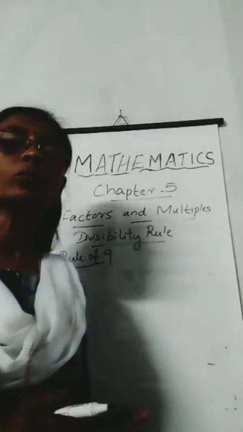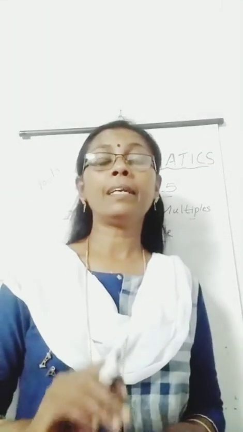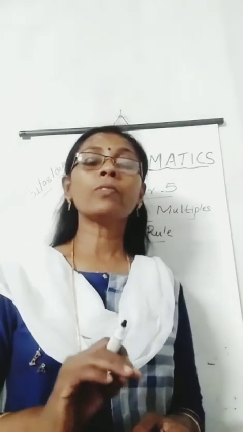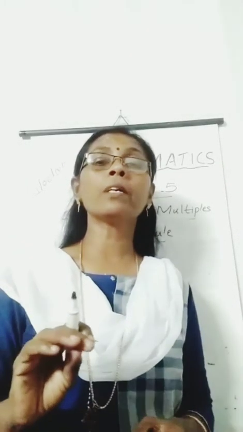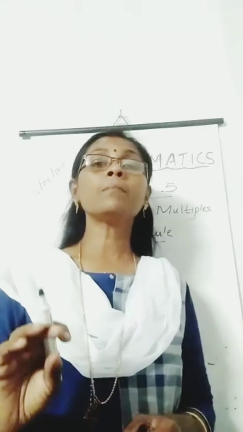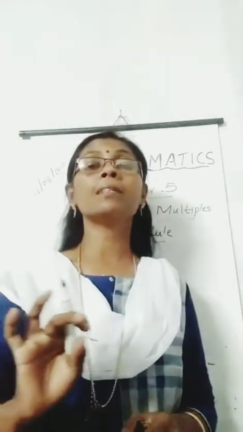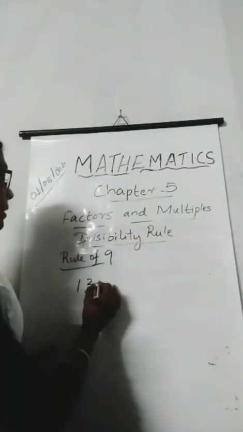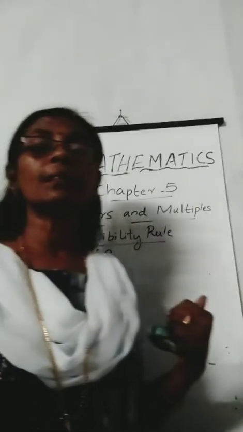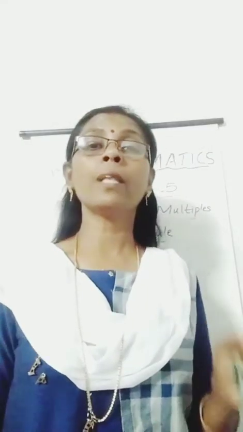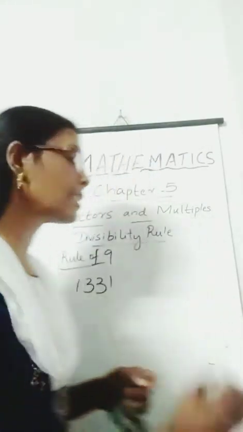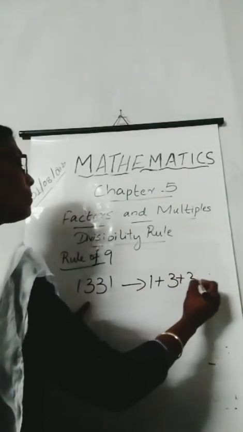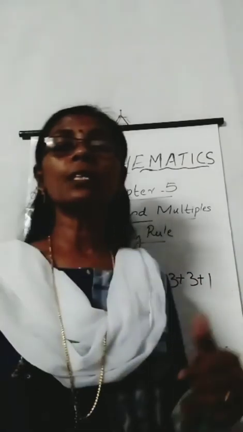Now we will look into the divisibility rule of 9. It is similar to 3. As in 3, here also we will find the sum of the digits of the given number, and if the sum is a multiple of 9, then that number is divisible by 9. Let us take an example, 1331, and check whether this number is divisible by 9. For that we will find the sum of the digits. Here the digits are 1 plus 3 plus 3 plus 1. We are finding the sum of the digits of 1331.